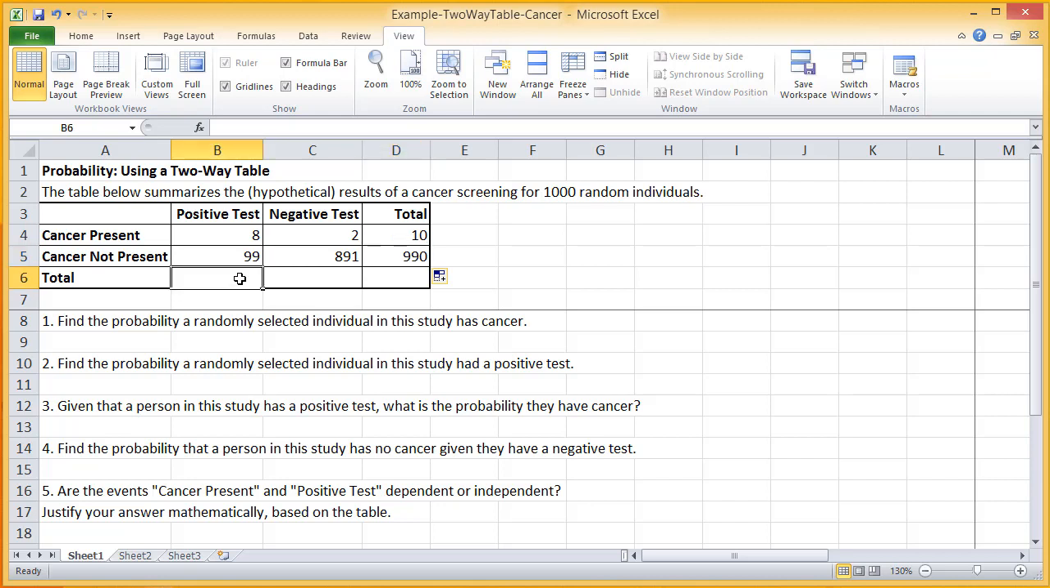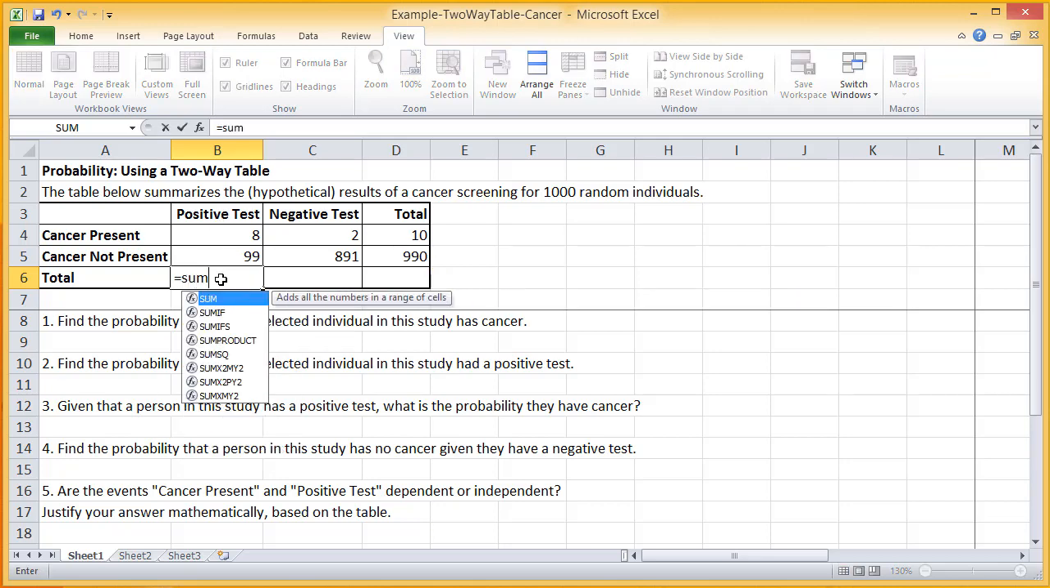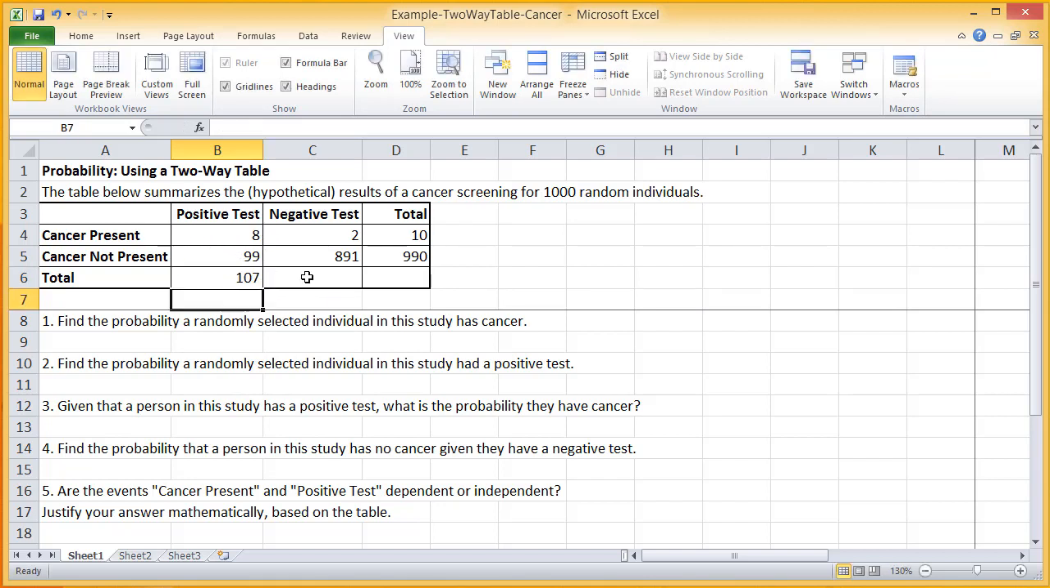Next, we can add up how many people had positive test results in total. So we have 8 people had cancer and a positive test result. 99 did not have cancer and had a positive test result. So I'm going to add those two, equals sum. I'm going to highlight cells B4 and B5. Pressing enter, we see 107.